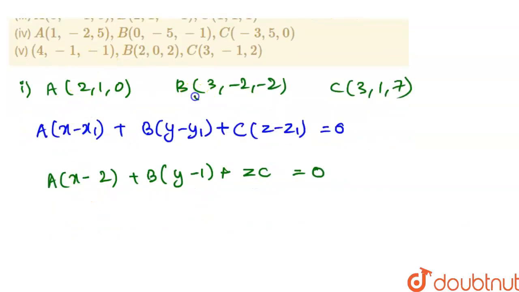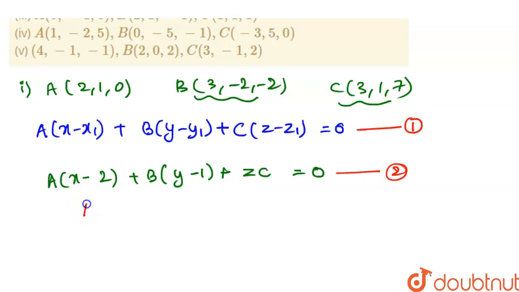Now we can see that B and C will also pass through the same plane because they are lying on the same plane, right? That means these 2 points should also satisfy this equation. So we are putting point B in this equation. Let's suppose this is our first equation, this is the second one, right?